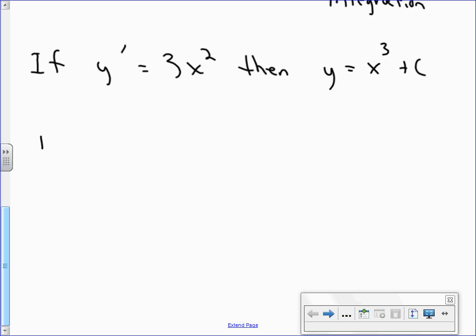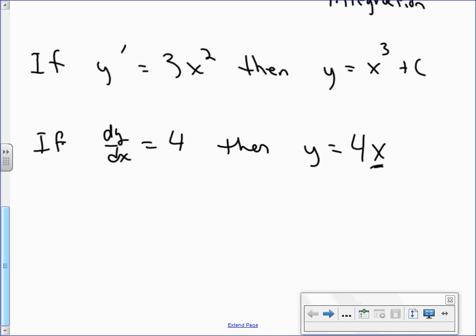Okay? Another way of saying the same kind of thing is to say if the derivative of y with respect to x, dy dx, is equal to 4, then what did y have to be? In other words, can you tell me a function whose derivative is 4? And again, a little thought will tell you that the answer is 4x. And we know that this variable is an x because this notation tells us to use it. And then you put on the end of it plus c because it could also be 4x plus 2 or 4x minus 5. Okay?